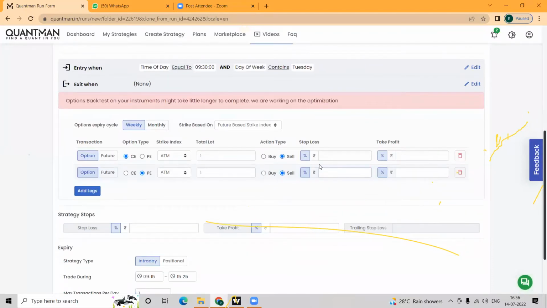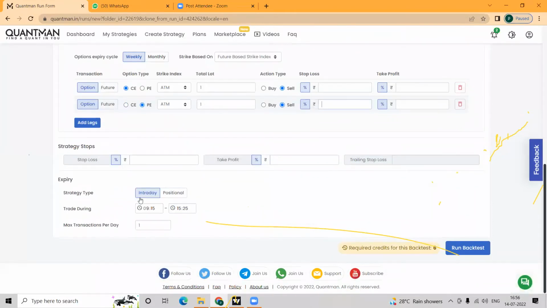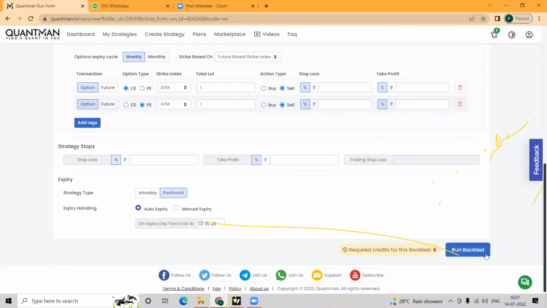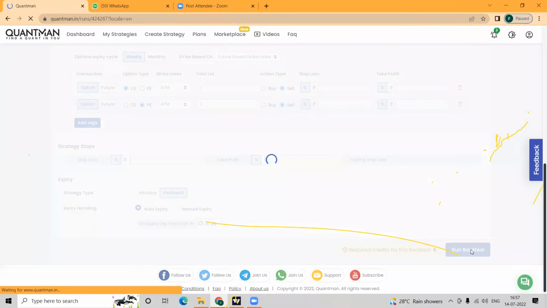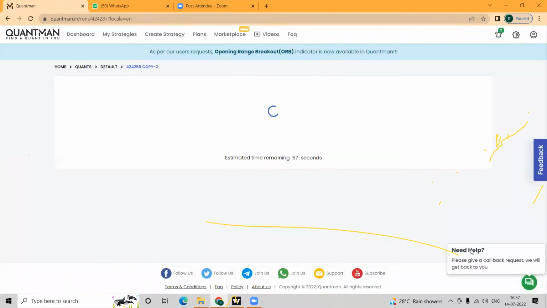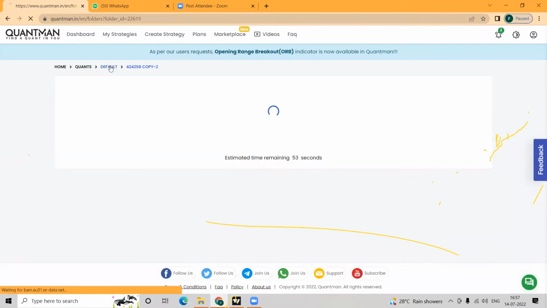So we are going to sell the call and put option of the ATM strike every Tuesday at 9:30 a.m. So you just change from intraday to positional. Okay, run backtest. Okay, that's it. It takes around 1 minute.